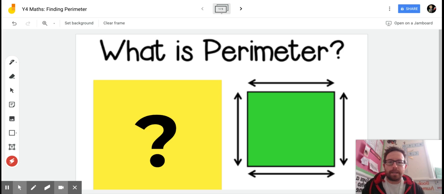In these lessons, we're going to be looking at the perimeter of a shape and finding a perimeter. So the first thing we need to deal with is what actually is the perimeter. And to do that, we've got a green shape here. Now, this green shape is a square.